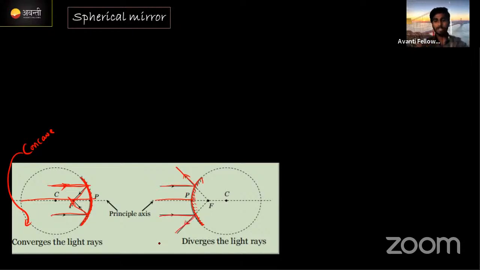That's why we call this mirror convex. The convex mirror is called a diverging mirror. If you want to focus any light on a convex mirror, it will diverge the light rays. On the concave surface, if you focus any light, it will converge the light rays.